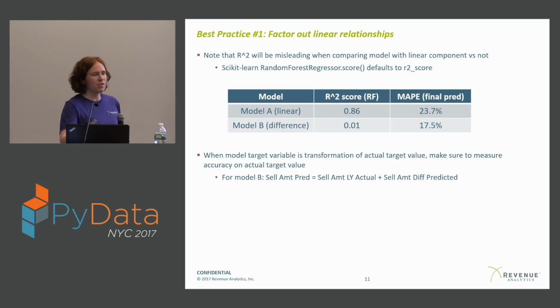But if we actually look at other accuracy metrics like MAPE, or mean absolute percent error, on our final prediction, we see that model B does a lot better than model A once we apply that transformation to get the actual target value back. So just a heads up, be careful with R squareds. I call it out because scikit-learn's random forest regressor .score uses R squared score. So if that's your default scoring method, maybe consider other ones as well. Just a quick heads up there.